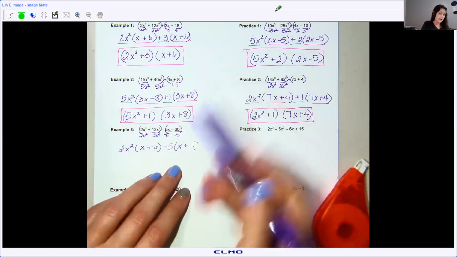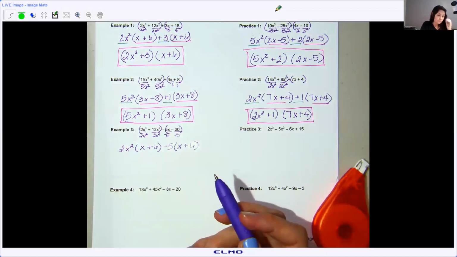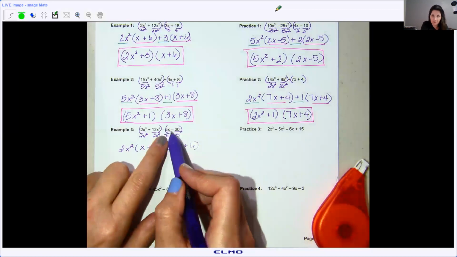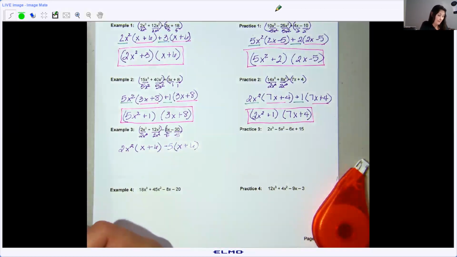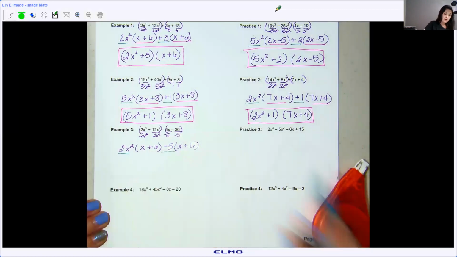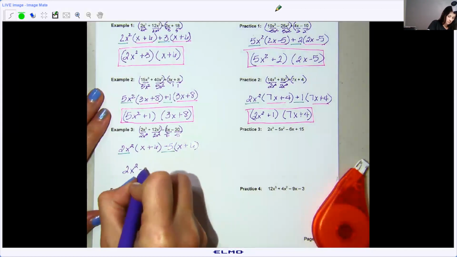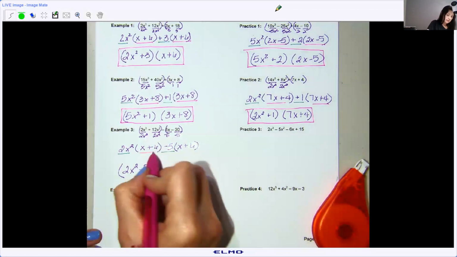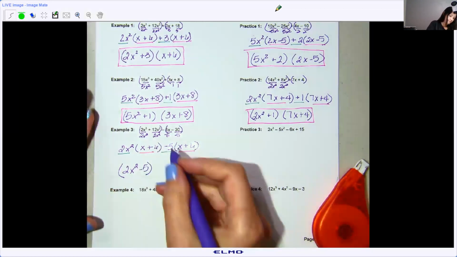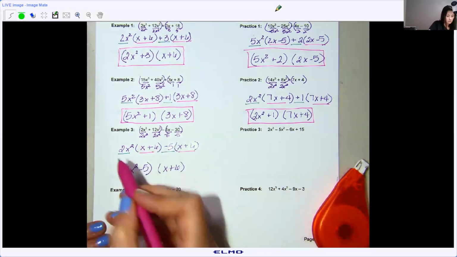Now, some of you may be asking, why are you counting this as a negative? Well, because the negative is in front of it. And so I count it as a negative. Okay. All right, so now we have 2x squared minus 5 and x plus 6. Okay, and there's our final answer.